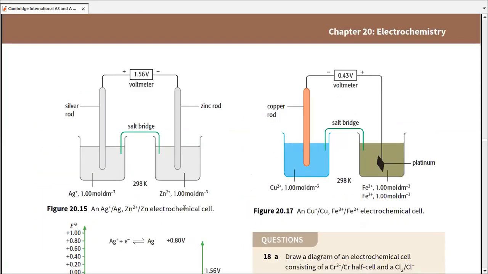Let's go with its diagram first, actually. Take a look. This is the silver part of the cell with the silver rod and silver solution, 1 mole per decimeter cube. And this is the zinc part of the cell, zinc rod and zinc solution. They are connected with a voltmeter and the salt bridge. This voltmeter shows 1.56 volts.